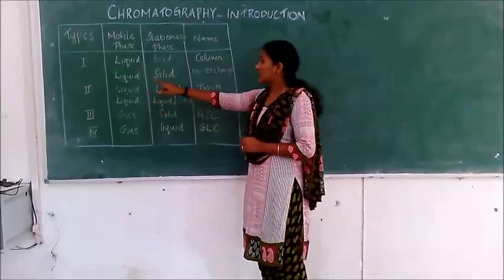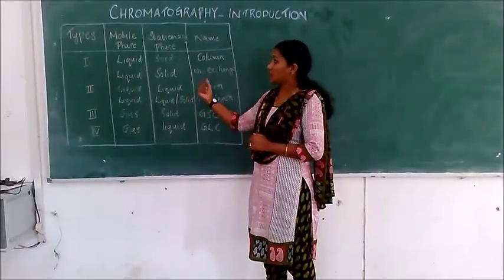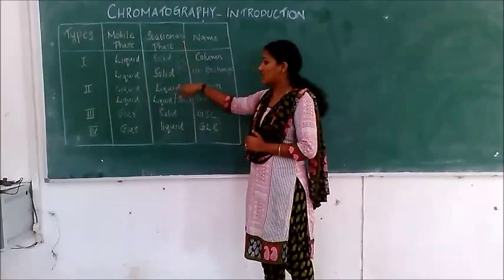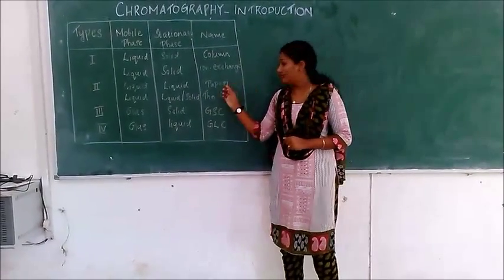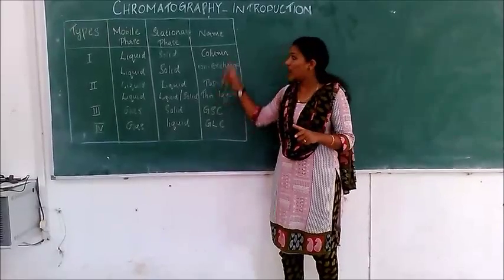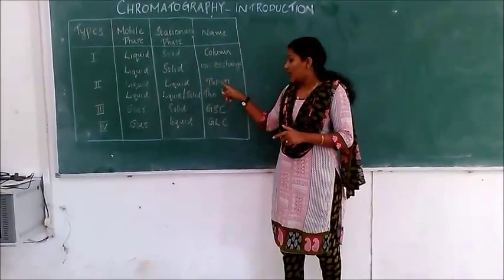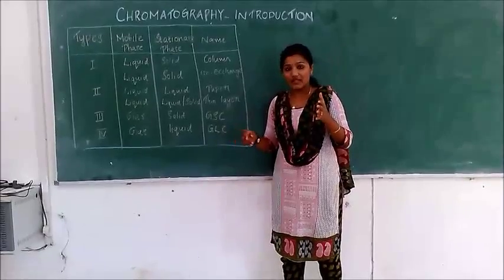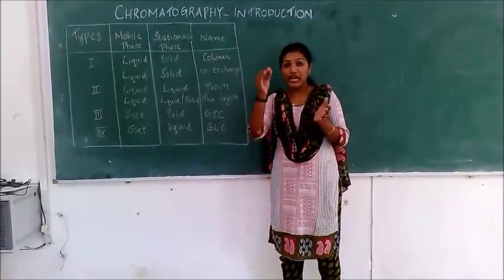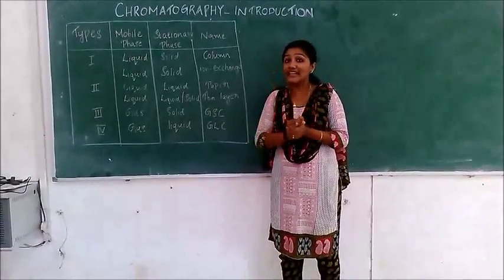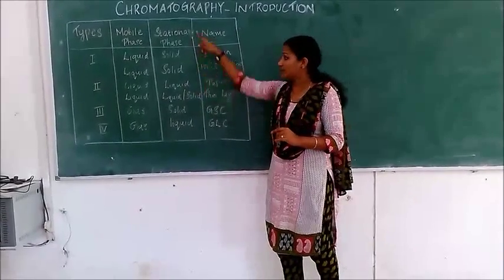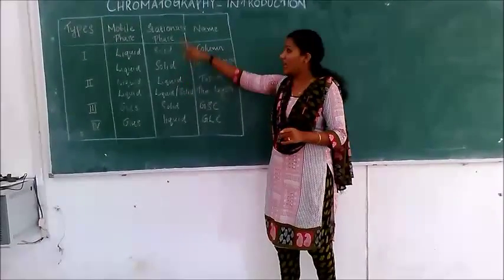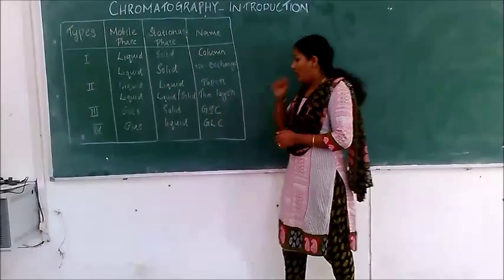Type 2 is paper chromatography. Mobile phase is liquid, stationary phase is liquid. We may think that paper is a solid, so how can it be a liquid? Paper is the support, but in paper, the adsorbed water molecules act as the stationary phase. So in paper chromatography, the stationary phase is a liquid and the mobile phase is also a liquid.